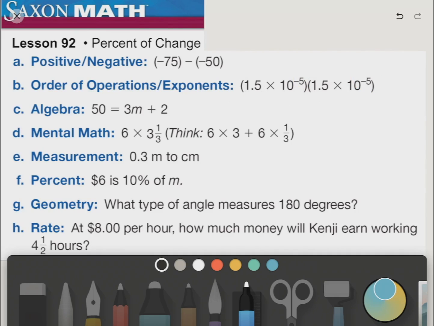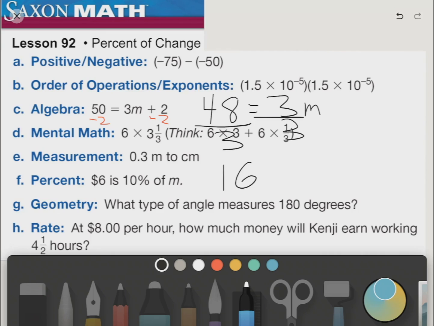Okay, C, algebra. Well, we can already look here and say minus 2 from each side. That can just get us quickly to 48 equals 3 times m. Divide each side by 3. We'll get 16 equals m.